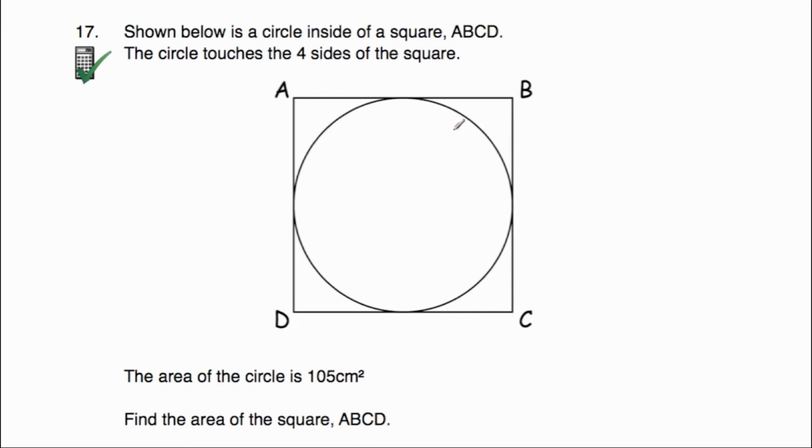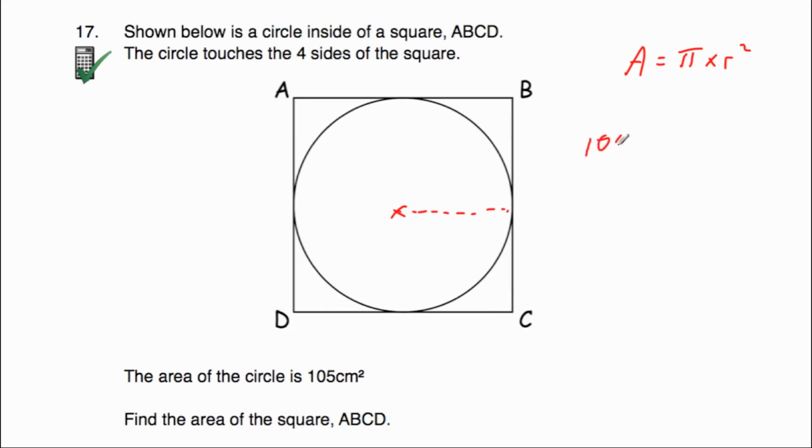So what we're going to do first of all is, we know the area of the circle, so let's work backwards. To find the area, we would do pi times r squared. We square the radius and multiply by pi, and that gives us the area of the circle. If we work backwards and divide by pi and then square root, we can find the radius of the circle. The radius goes from the center of the circle to the edge, and that will be halfway across the square, which is going to be quite important.